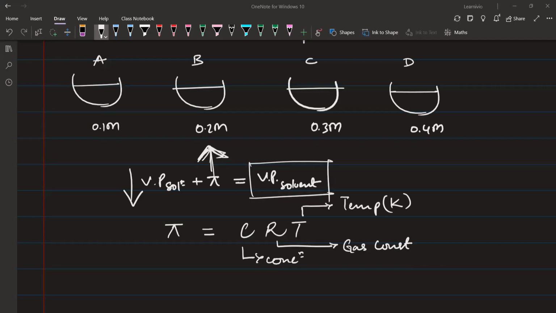Do you guys know the value of gas constant? Yes, sir. What is the value of gas constant? 8.314. बस और कुछ नहीं. I don't know the units. But there is also one more value, right? Gas constant. You know only one unit or कोई unit नहीं पता.